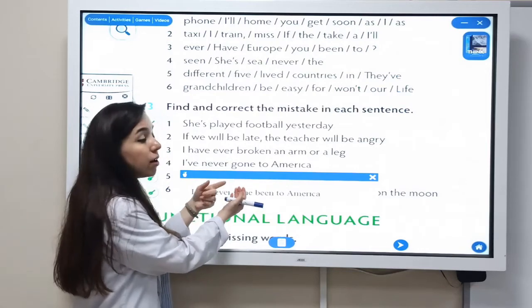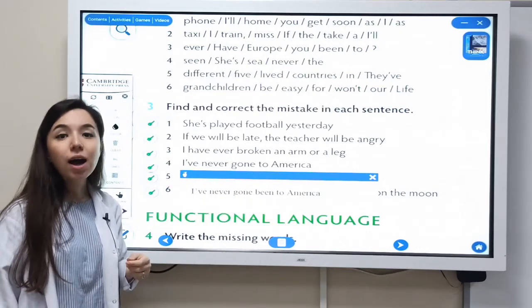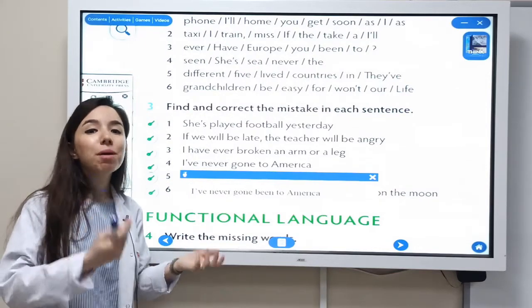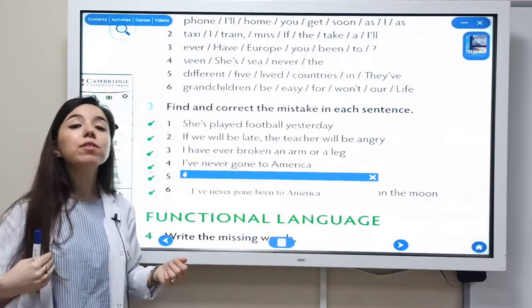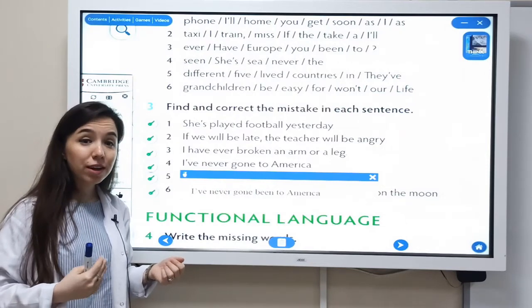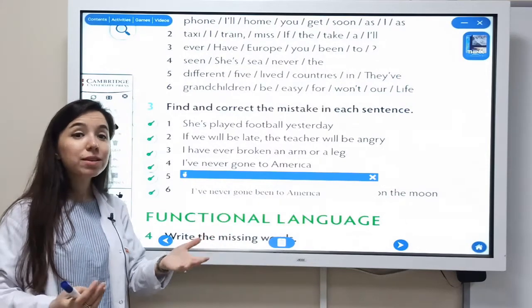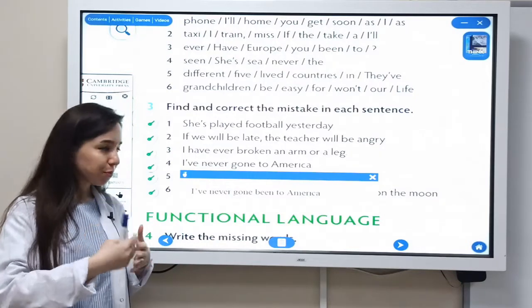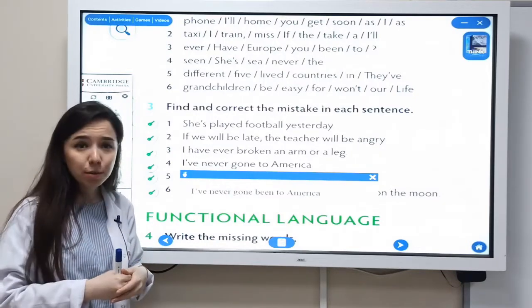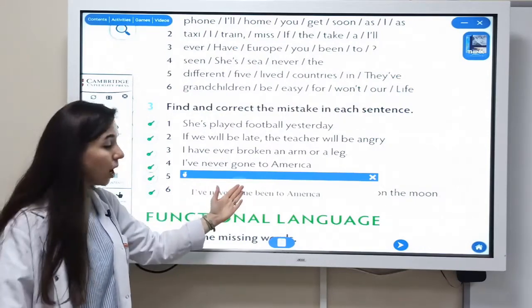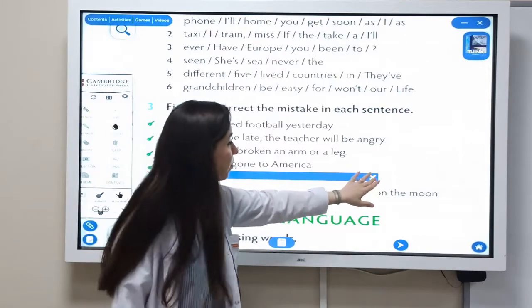I have never been to America. Means, for example, I was in America. Was is the past simple form of it. But when we want to make the to be verb to present perfect simple, means to be verb, change it to, I'm so sorry, past participle form of it, means third form of the verb. It should be been. So gone here is the mistake.